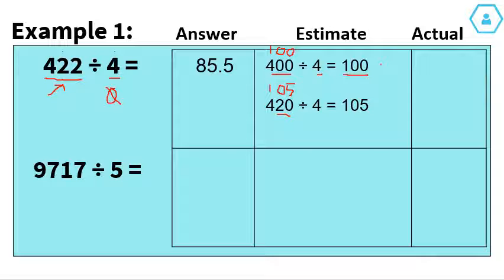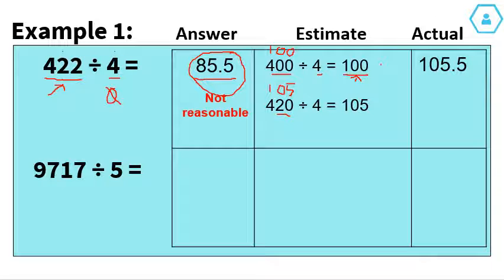Now, going back to my original answer, 85.5, you can see here that 85.5 is less than my estimate here, which is 100. Now, I know that my actual answer is going to need to be larger than 100 because I rounded the 422 down to 400. So I'm going to say that 85.5 is not a reasonable answer based on this estimate. The actual answer is 105.5.